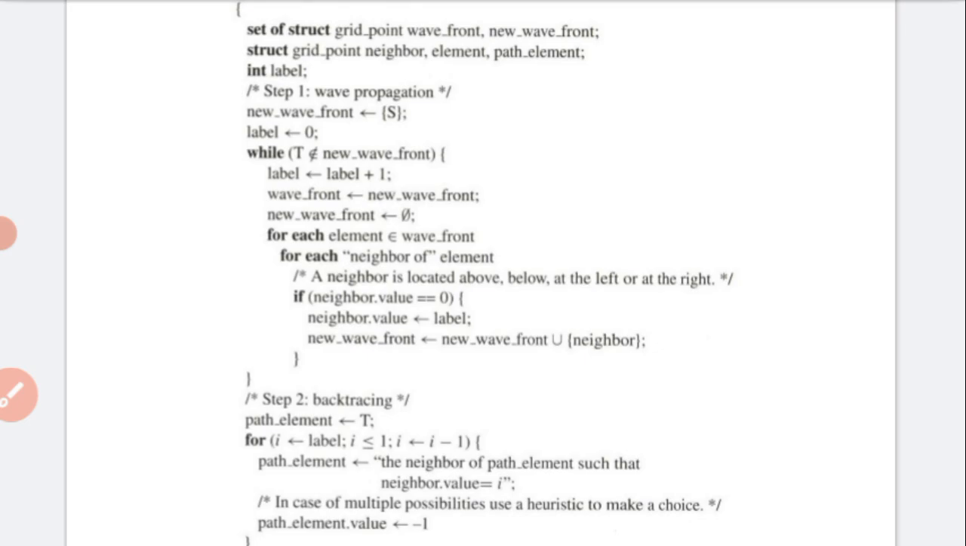If we take the source point S, the nearby horizontal and vertical points take the value 1, right? So that is the thing.